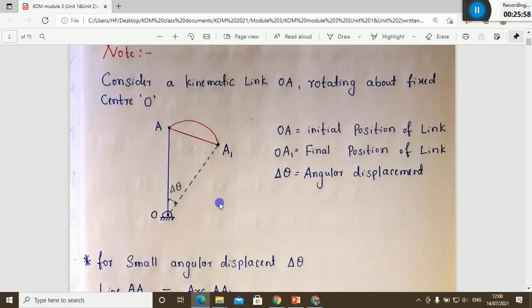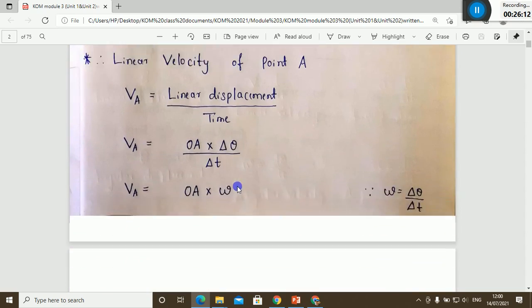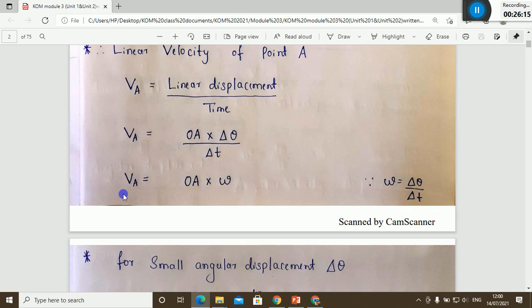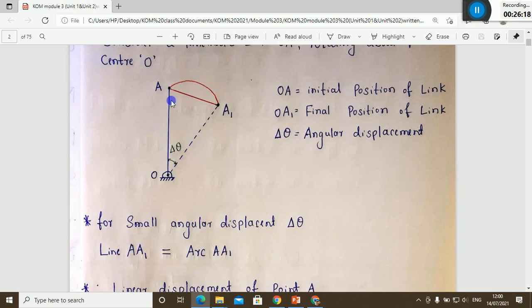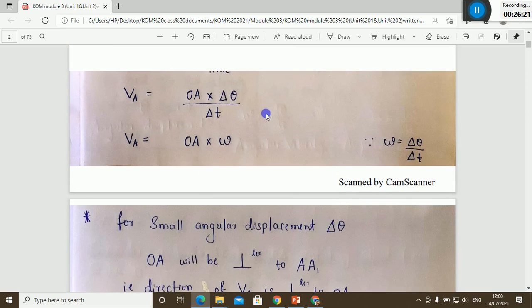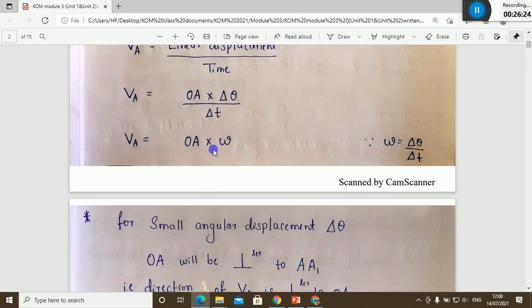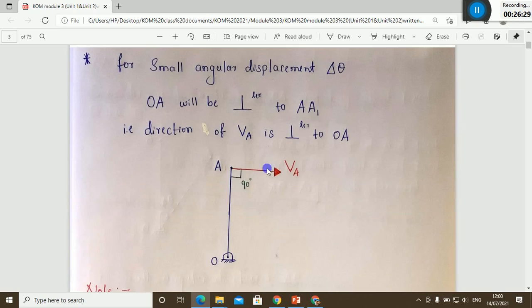After that, I consider a kinematic link OA, and it is moving in a clockwise direction. OA is the initial point, OA1 is the final point. I need to find out with what velocity the point A is traveling from A to A1. So I got this formula. The velocity of point A of vector OA is OA into omega. OA is the length of the kinematic link, into angular velocity omega. This is the first formula I have discussed. And always the velocity of vector OA will be perpendicular to the length of this kinematic link whenever the angle of displacement is very, very small.